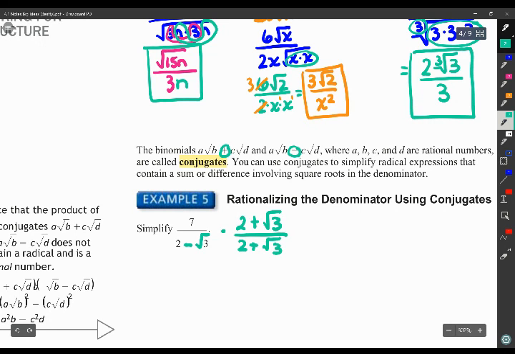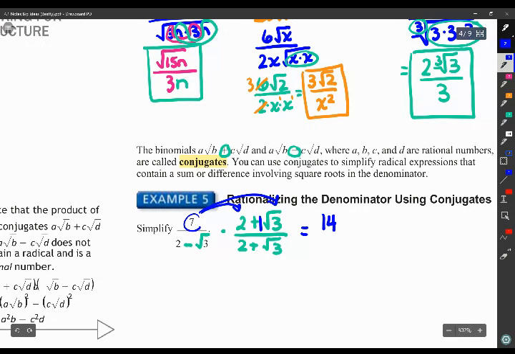And then from there, we're just going to multiply. So basically, this little 7 is going to get distributed to both pieces. So 7 times 2 is 14. And remember, there's an imaginary 1 out here. And so when you multiply, it's just like we did earlier, like outside times outside, inside times inside.